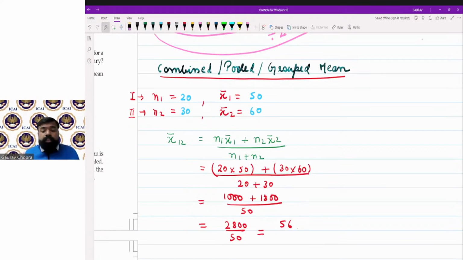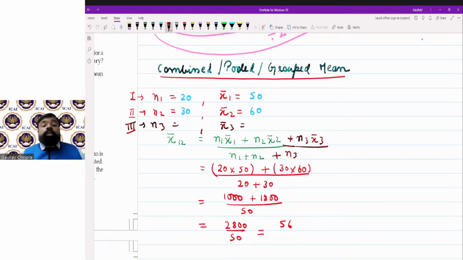Now let's say if there are three groups available, then what to do? So if there are three groups, let's say third group is also given, n3 and then x bar 3. Then the formula will get extended. So plus n3 x bar 3 and in the denominator also we can write n3. And then you can easily solve. So it can have n number of groups, 2 groups, 3 groups, 4 groups. You can solve all of them in this manner.